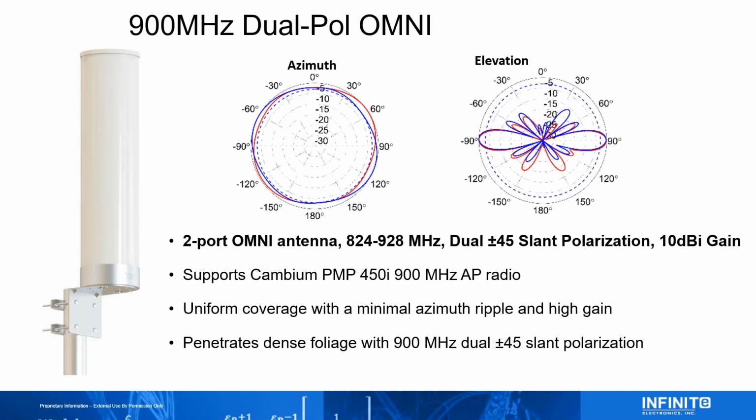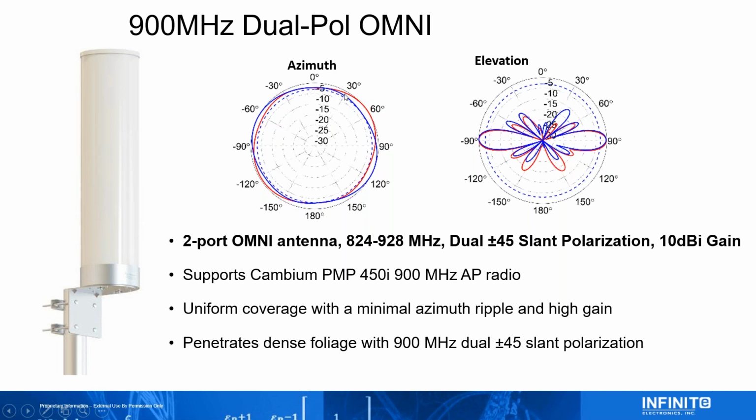This is a really great product. It's called the Bazooka or the 900 megahertz Dual-Pol OMNI. So this works great for maybe your Cambium PMP 450i radio or any 900 megahertz radio you have. I have to fix a typo here because originally we designed this antenna just for 824 to 928, but we found it actually supports the entire 800 to 1000 megahertz band. But this is where we optimize it, and truly we optimize it for the unlicensed 900, so 902 to 928. It's 2 ports, 45 slant polarization, a very well-designed antenna, with minimum azimuth ripple.